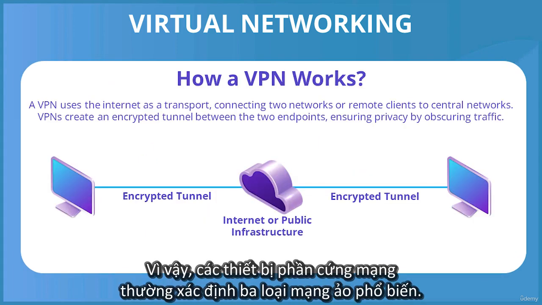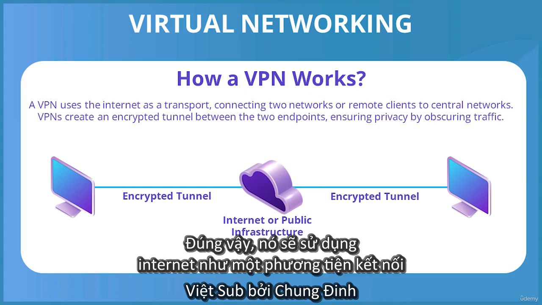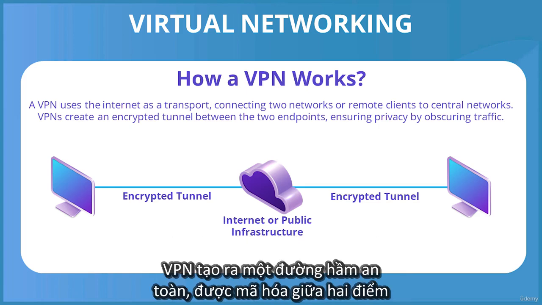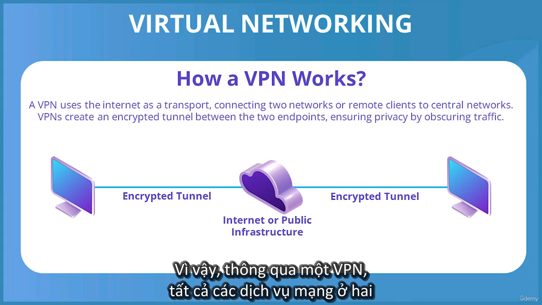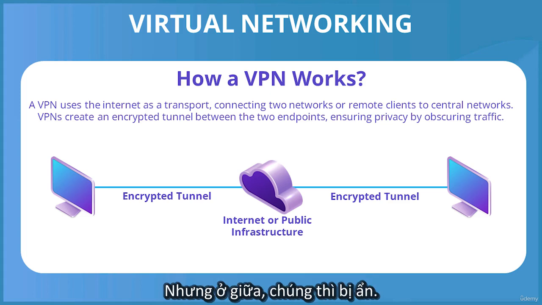All right, so a network's hardware devices usually define the three common types of virtual networks. A virtual private network, or VPN, is going to use the internet as a transport, connecting two networks or connecting remote clients to central networks. VPNs create a secure, encrypted tunnel between two endpoints, ensuring privacy by obscuring traffic. So through a VPN, all network services on either side of the connection are presented as local services, but in between, they're hidden.